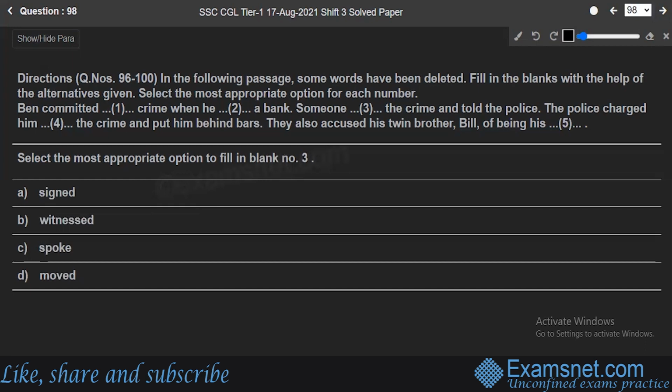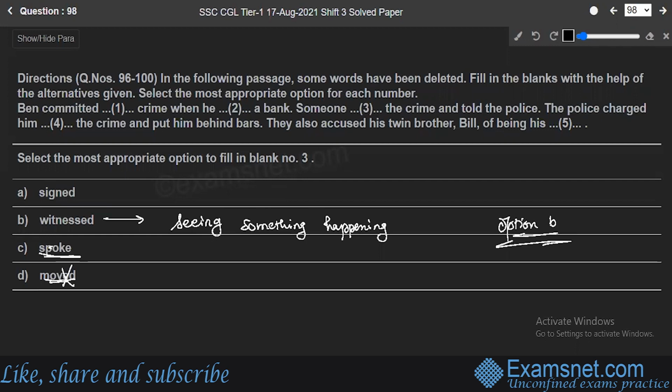Question number 98. Now you have to tell the third blank. Someone dashed the crime and told the police: signed the crime, witnessed the crime, spoke the crime, or moved the crime. See, obviously it's talking about someone telling something about the crime to the police, right? So the word told over here will not come. It will be signed, no. Witnessed, yes. He witnessed, he was there, so witnessed the crime. Witnessed means to see something happening and you are telling other people about it, like you're being a witness of that. Okay, speaking is something general. Moved, of course not. Someone moved the crime, this is of course not the correct option. So option B is the correct answer.